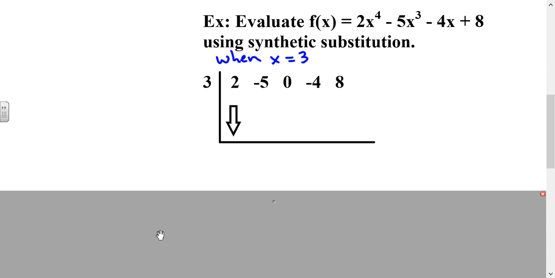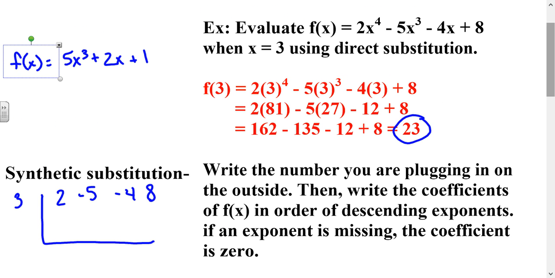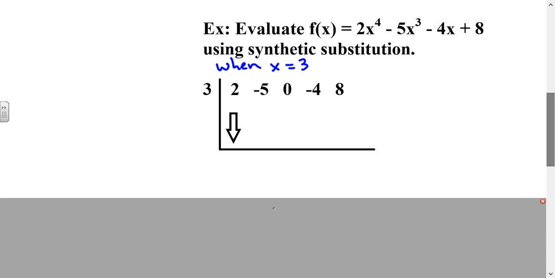Now the first thing that you do, after you've written what you're plugging in, is write the coefficients of x. For this one, I noticed that I missed that we skipped x squared, so I did this wrong. I should have plugged in a 0 right here because it goes x to the 4th, x cubed, and then there's 0 x squareds, and then x, and then the plain number. So I actually should have plugged in a 0 right there. So if we come down here, this is how it should be set up.